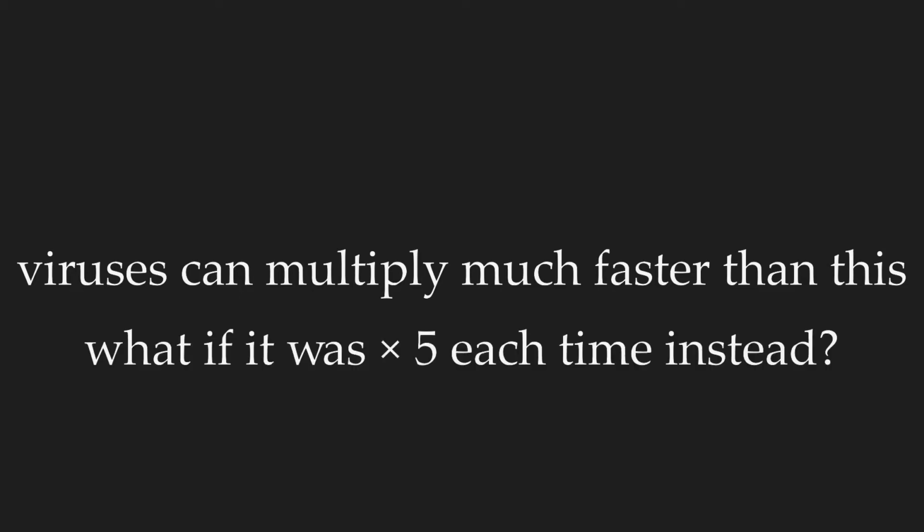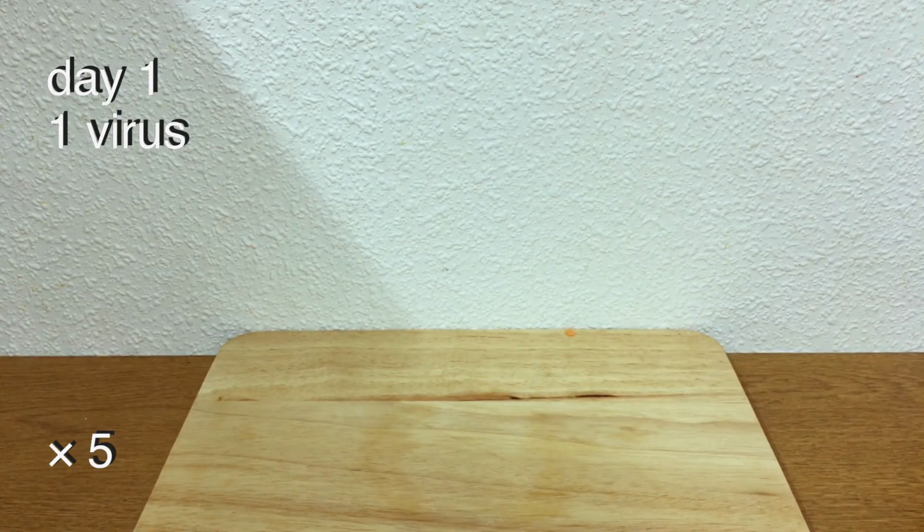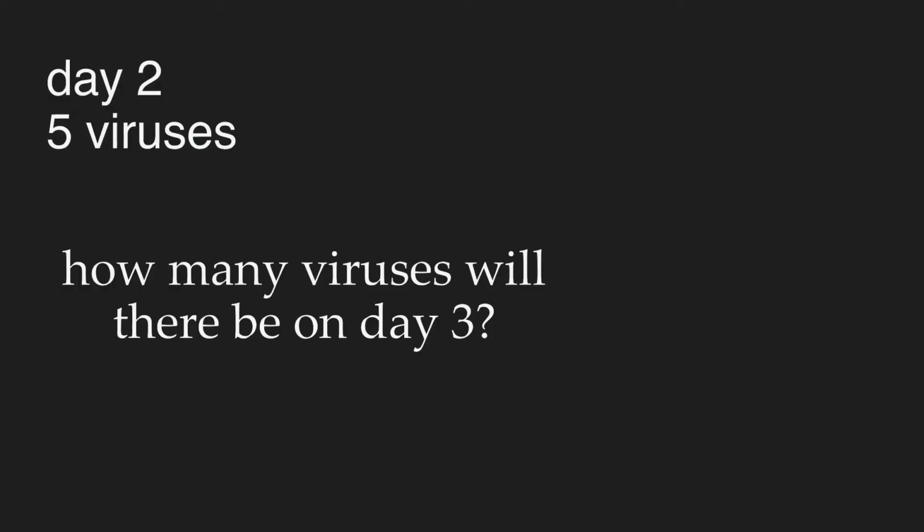Viruses can actually multiply much more quickly than this in ideal conditions. Let's see what happens when instead of being doubled every day, it's times 5. Now here's question 3. If each virus makes 4 other copies of itself every day, how many will there be on day 3? Will it be 4, 10, or 25?